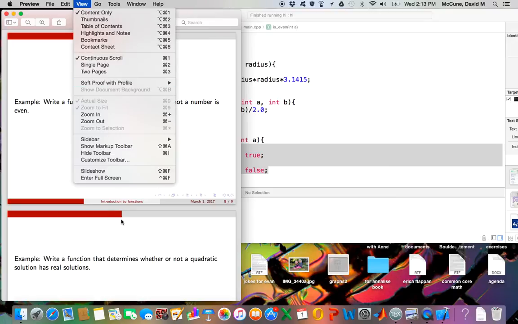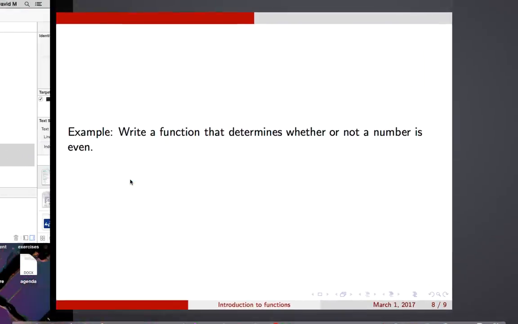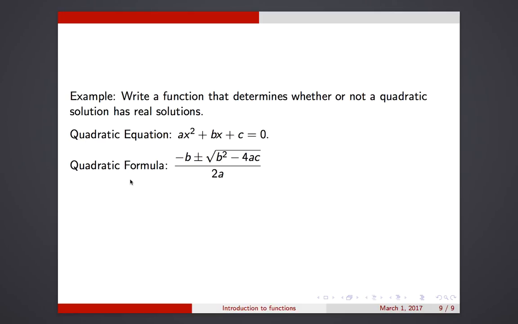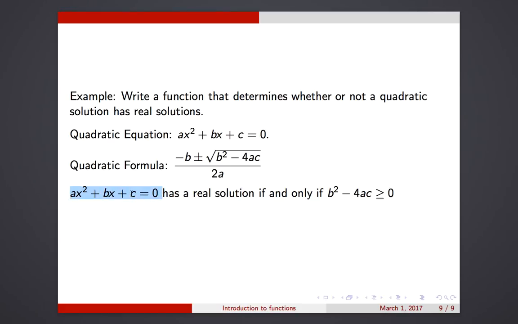Okay. So let me briefly finish up the video with one more Boolean function. Let's write a function that determines whether or not a quadratic equation has real solutions. So just if there are real solutions, we'll say so. Otherwise, we won't say so. You did a homework exercise on this before, but let me just recall certain things here. This quadratic equation, where a, b, and c can be any numbers, has a real solution if and only if what's under the square root is not negative. So on some level, all we have to do is build a function that tests whether this right here is positive or negative.